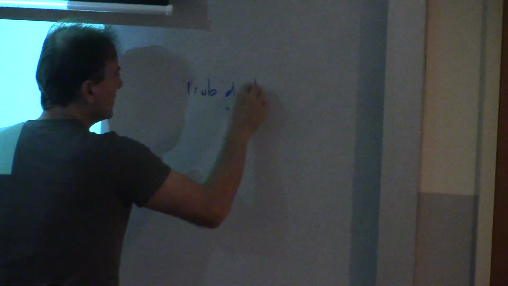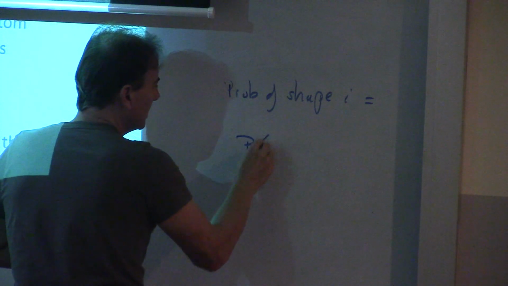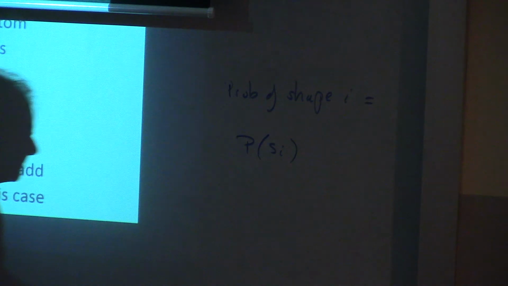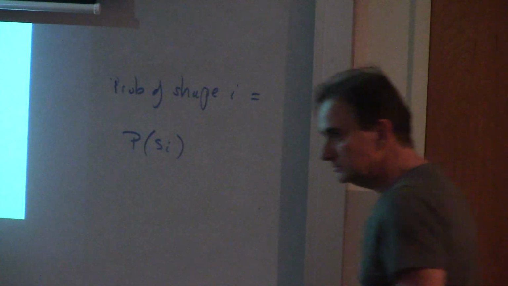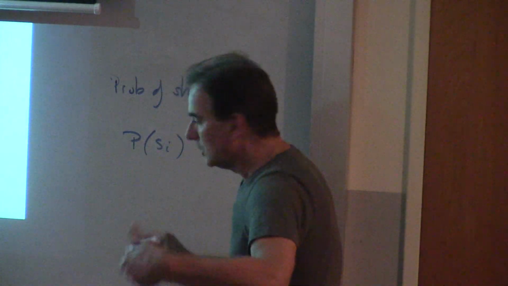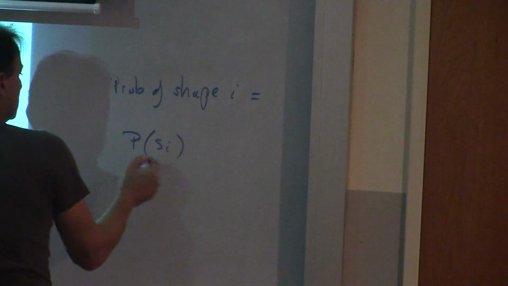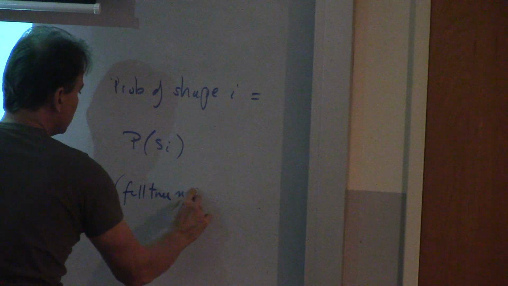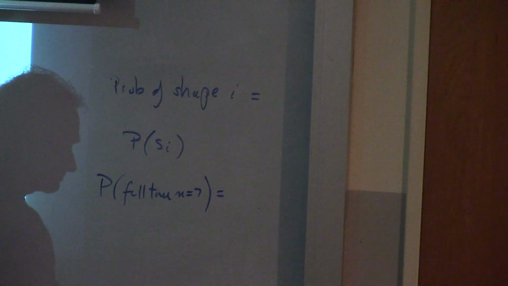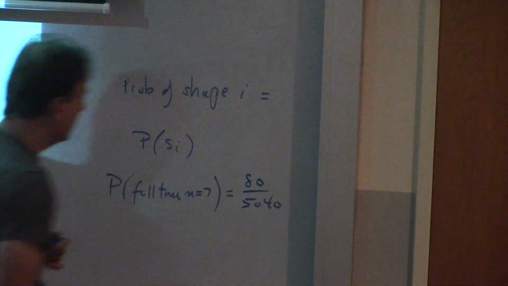Let's say the probability of shape I is equal to P of SI. So we know, let's say, the probability of a full tree where n is equal to 7, we know that probability is equal to what we just did a second ago. We had 80 over 50/40.